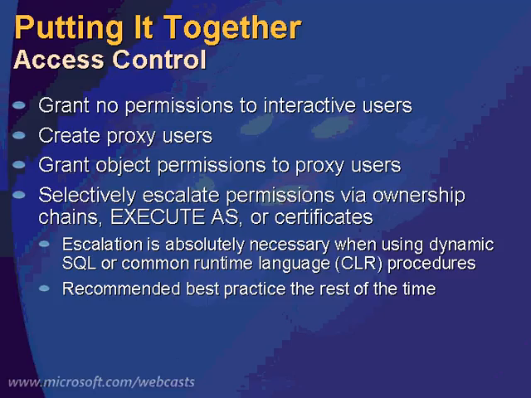So the basic methodology, and I've been discussing this all along, is what you want to shoot for is interactive users not having direct table permissions. Instead, you want to use proxies. You want to give the permissions to those proxies. And you want to make sure that you only give the interactive users permissions by virtue of the fact that they can access modules that participate in ownership chaining, impersonation, and certificate signing. That way you keep your application safe, you keep your data safe.